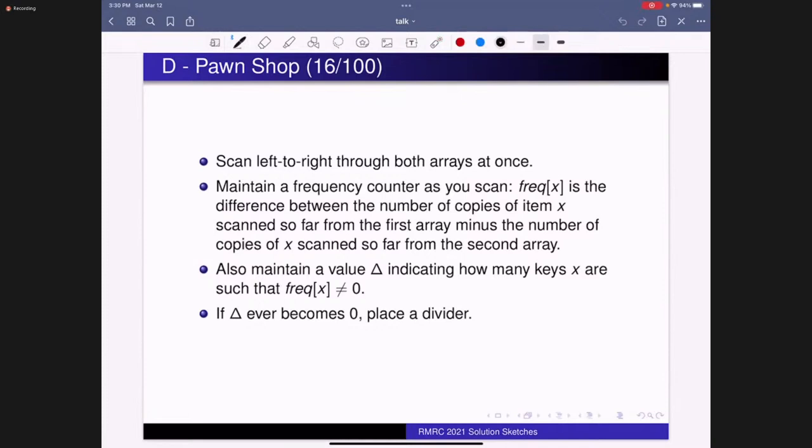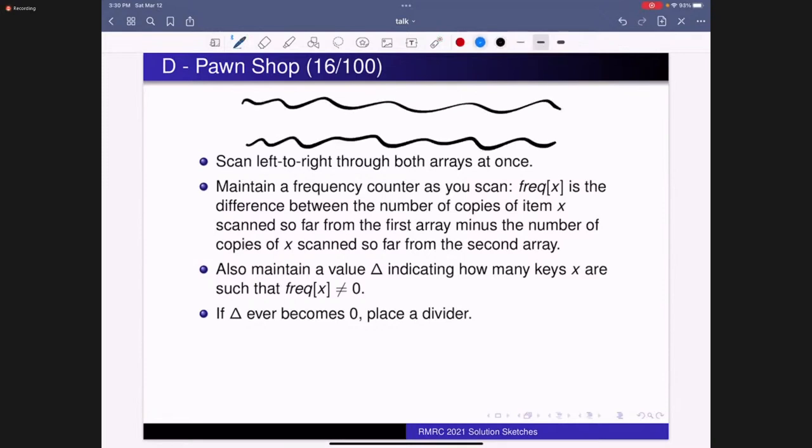If we imagine that this is one array, this is just a visual representation, and this is one array, we're going to scan through them both one at a time. What we want to do is maintain a frequency counter of the items you've seen. Maybe you can keep track of the frequency counter with two different dictionaries or just a single one that does the number of copies seen up here minus the number of copies seen down there. But either way, keep track of a frequency counter.